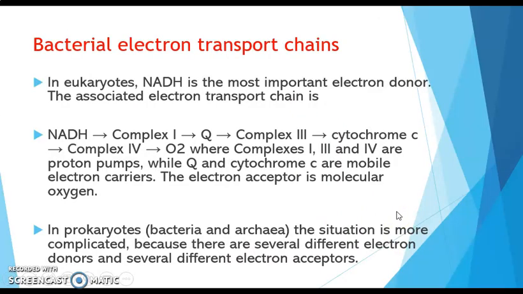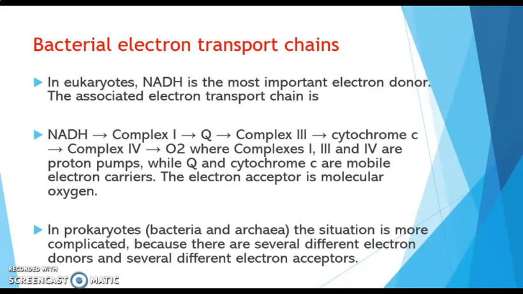In the electron transport chain in eukaryotes, NADH is the important electron donor, and the associated chain is NADH to complex 1 to Q, where Q means quinone, then to complex 3, then to cytochrome C, then complex 4, and finally oxygen. Complexes 1, 3 and 4 are proton pumps, while Q and cytochrome C are mobile electron carriers, and the electron acceptor is molecular oxygen.